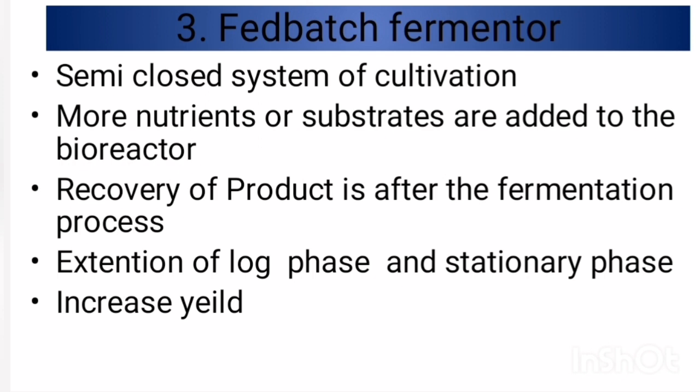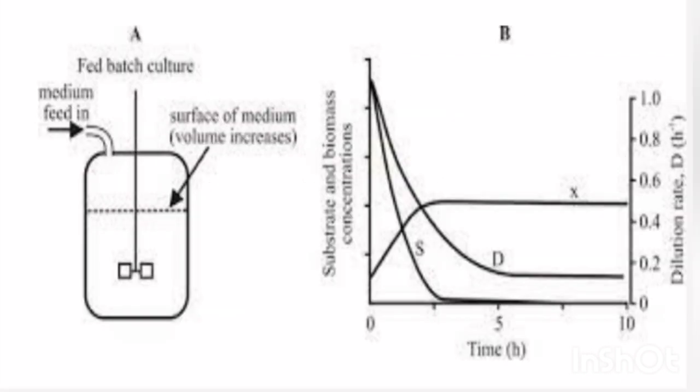Addition of substrate into the fermenter helps in the extension of the logarithmic phase and stationary phase. This prolongation of the stationary phase increases the production of the desired product. That is, most of the products are synthesized in the stationary phase. So the substrate addition increases the length of the stationary phase and thereby increases the product formation. Please draw this figure.